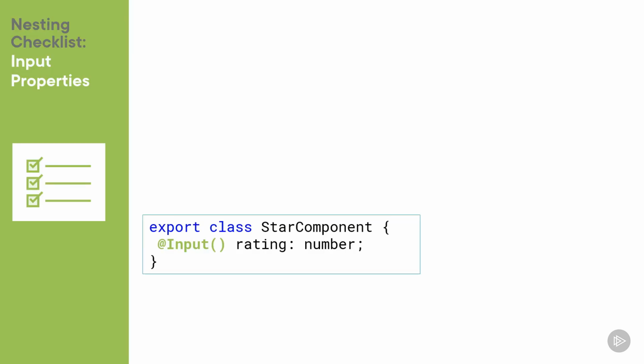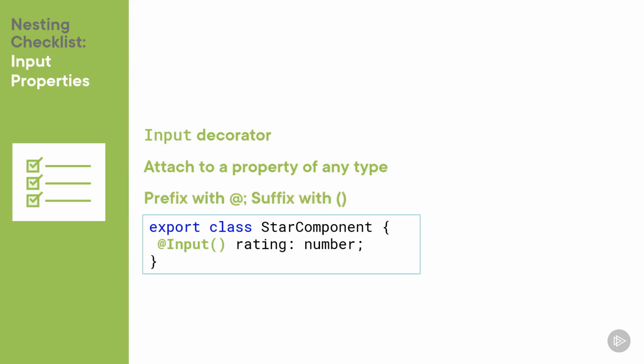Decorate a nested component property with the input decorator anytime it needs input data from its container. Any type of component property can be decorated with the input decorator. Don't forget the @ prefix, and since the input decorator is a function, follow it with open and closing parentheses.